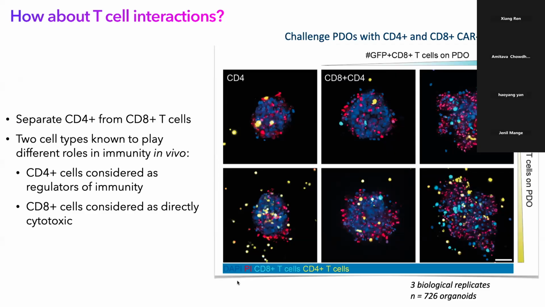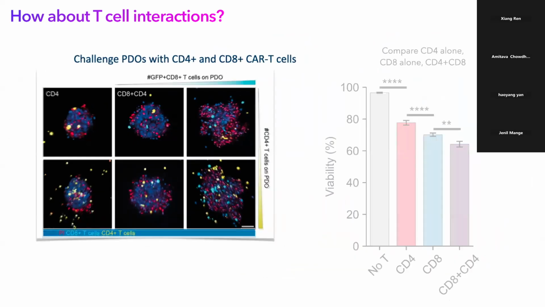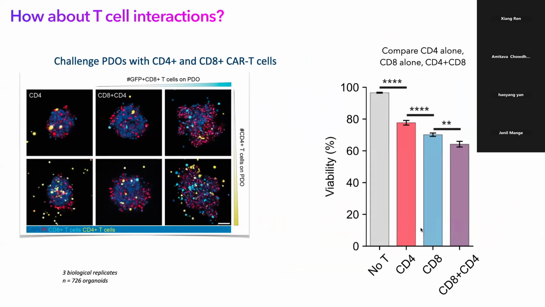So we separate them, and we can do experiments with only CD4 cells, only CD8 cells, or a combination of the two. By doing our statistical measurements, what we observe is that only CD4 cells do lead to some killing. CD8 cells on their own lead to better killing, and CD4 plus CD8 cells lead to even better killing. However, these bar plots are actually hiding a different dimension.